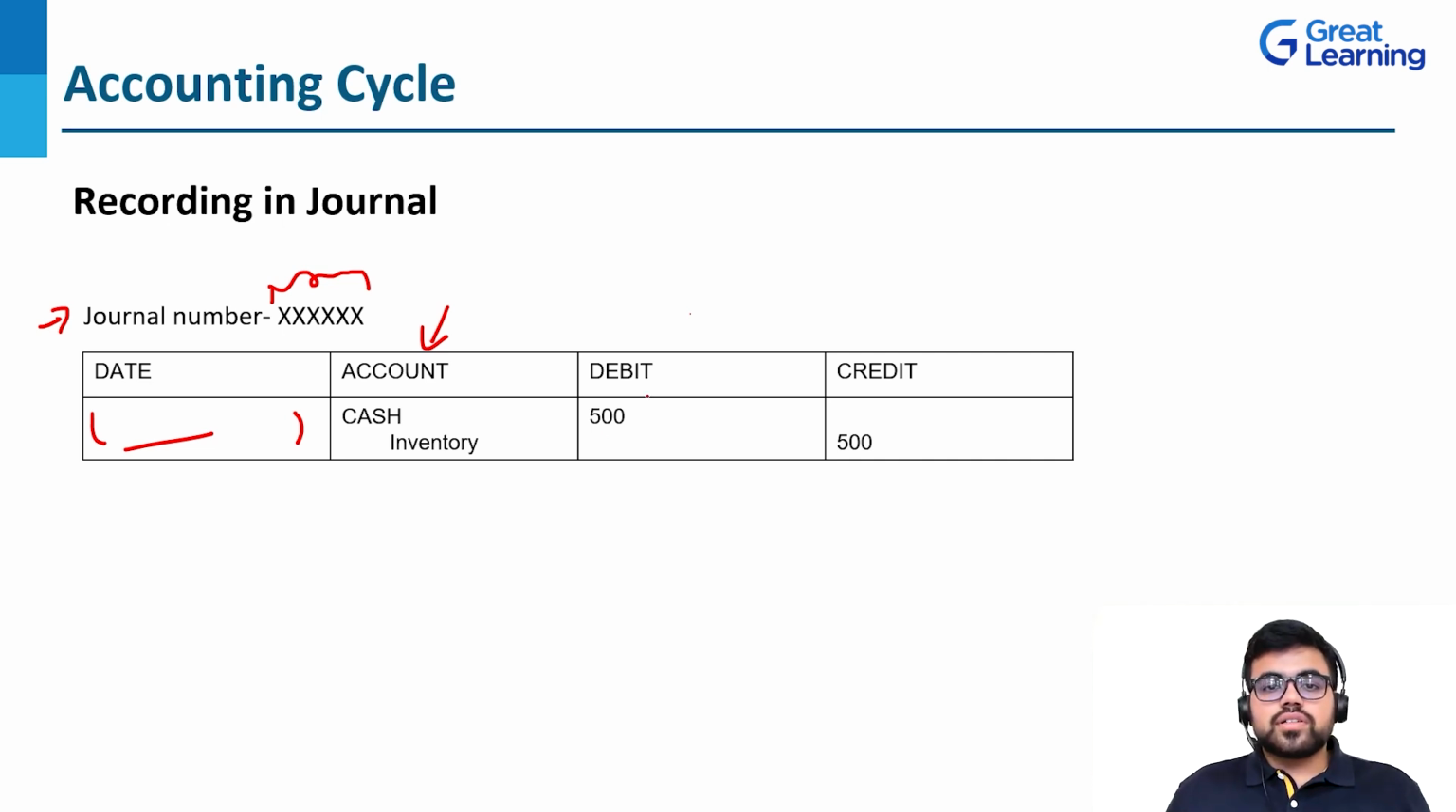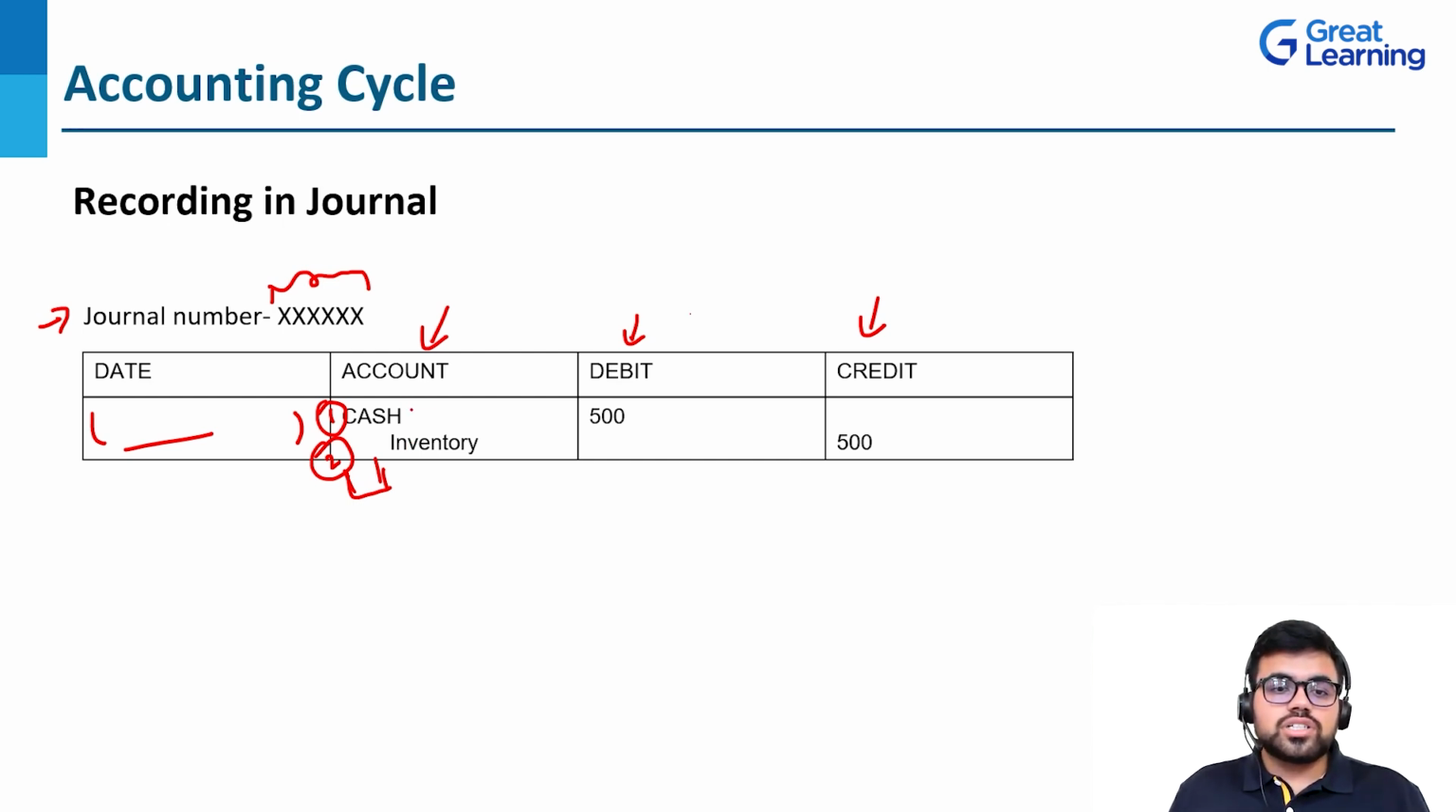Now, the third and fourth columns are debit and credit. As you have learned in one of the accounting concepts, the double entry concept, every entry has to be made into two different accounts, right? So here in this case, our first account is cash and the second account is inventory. Now these two are mentioned over here, but you can see there's a little gap in between, right? This is to differentiate between debit entries and credit entries.